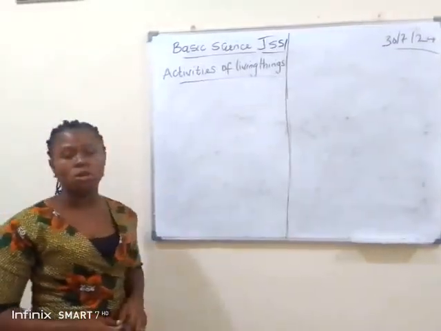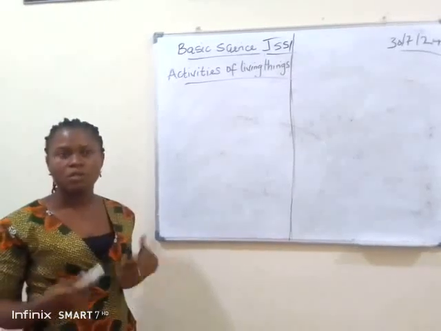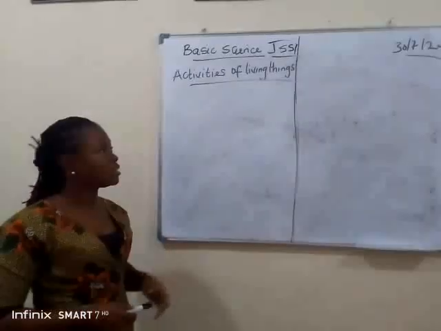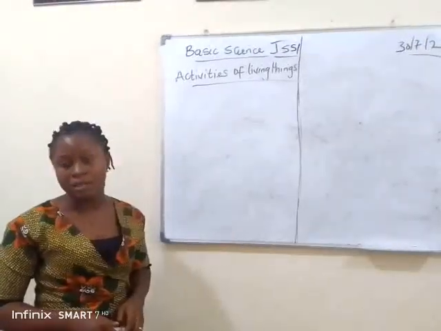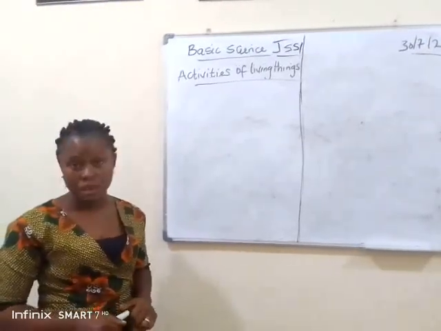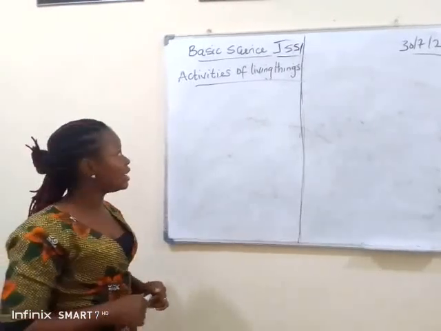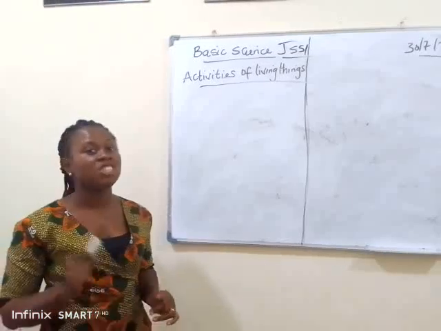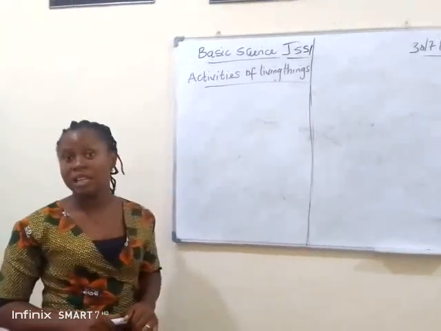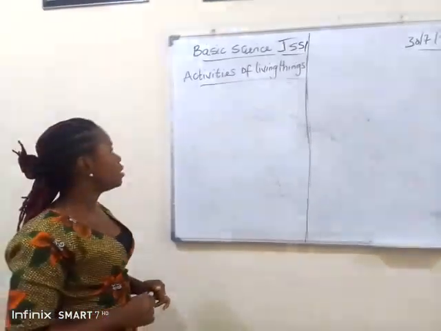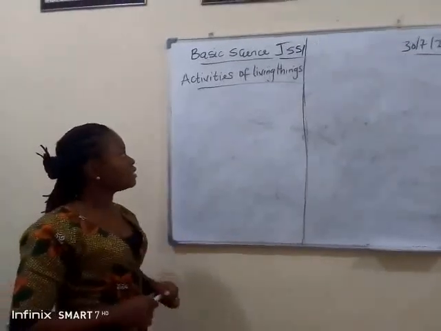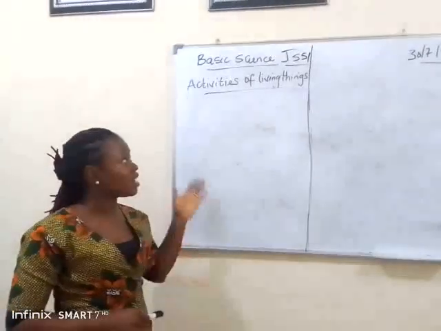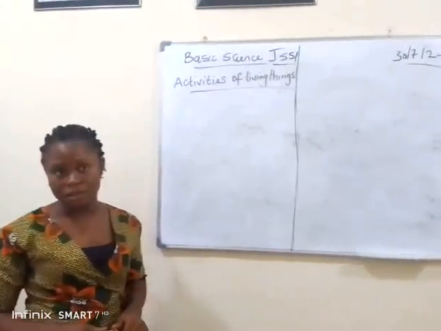Activities here simply talks about your daily routine, what you do always. And living things, like we know, are things that have life in them. Life in them meaning that they are able to carry out certain activities that differentiates them from non-living things. Activities, like I said, are the things done by these living things, and we're going to be looking at the activities carried out by living things.